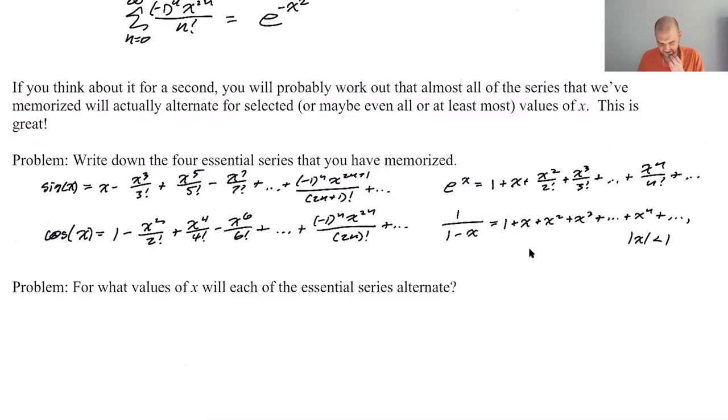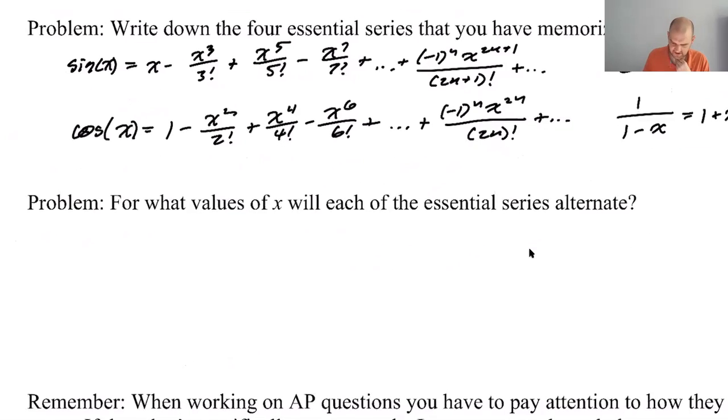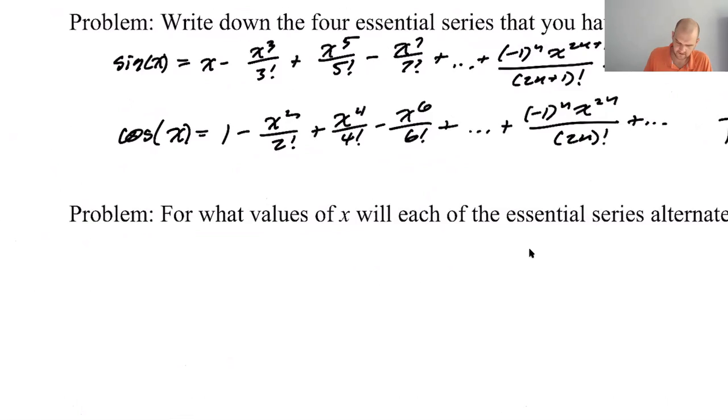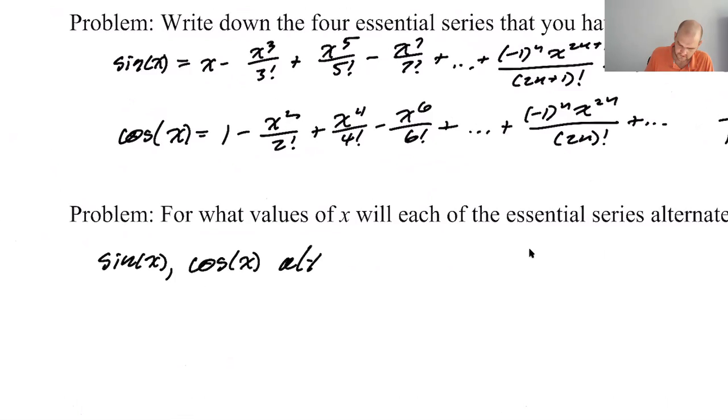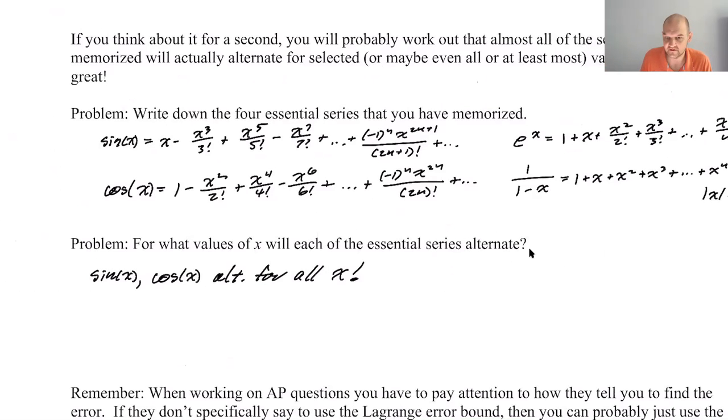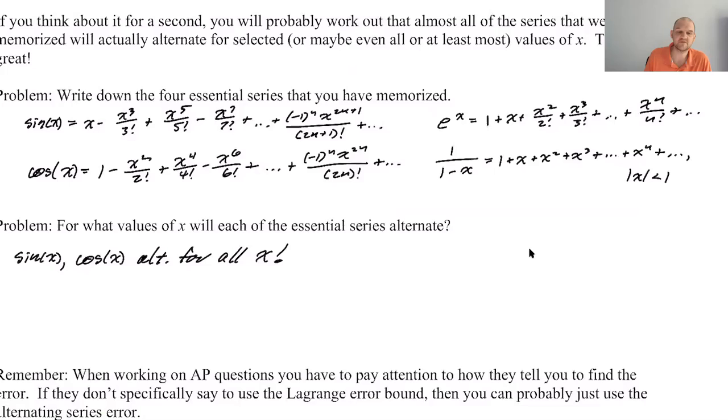For what values of x will each series alternate? So sine and cosine alternate for all x, I think. Sine of x and cosine of x alternate for all x. It's just alternating. It doesn't matter what you plug in there. Sometimes it'll alternate negative, positive, or positive, negative for sine, at least. Cosine is always going to alternate positive, negative, positive, negative.